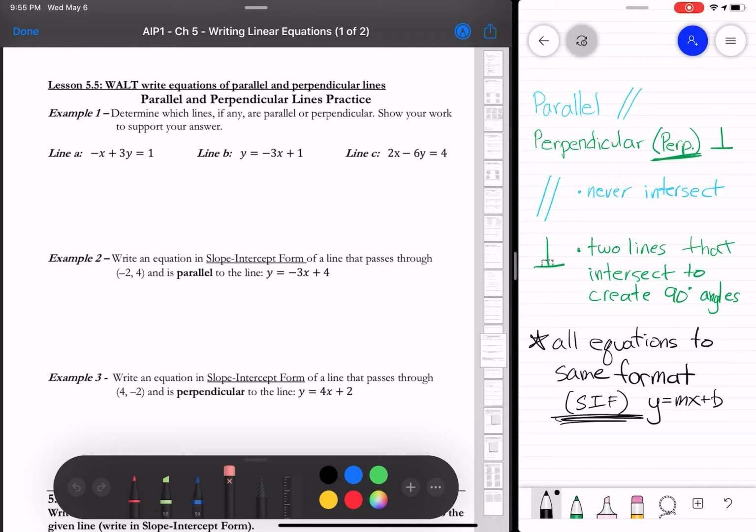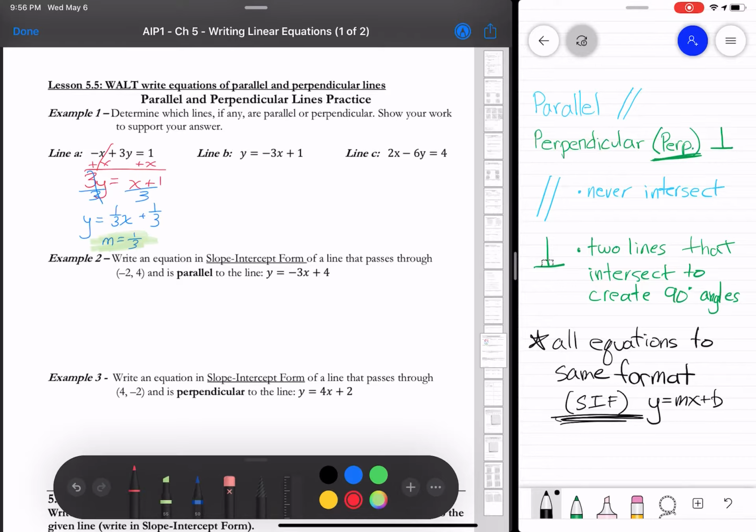So let's add x. We get 3y equals x plus 1. Not done yet. Let's divide by 3. I get y equals 1/3 x, right, plus 1/3. I'm going to write that my slope is 1/3. All right, I'm going to highlight that. Okay, let's move on to the next one, right?